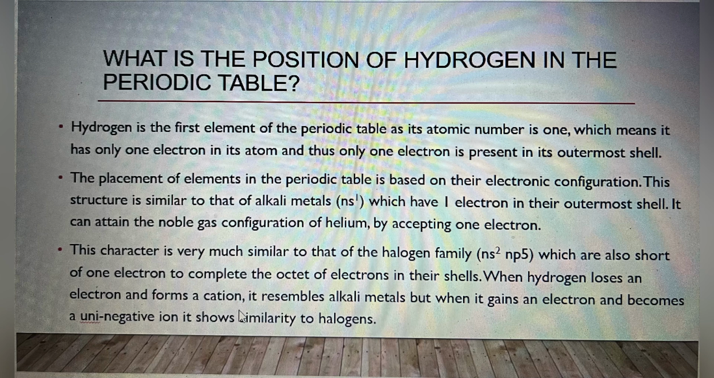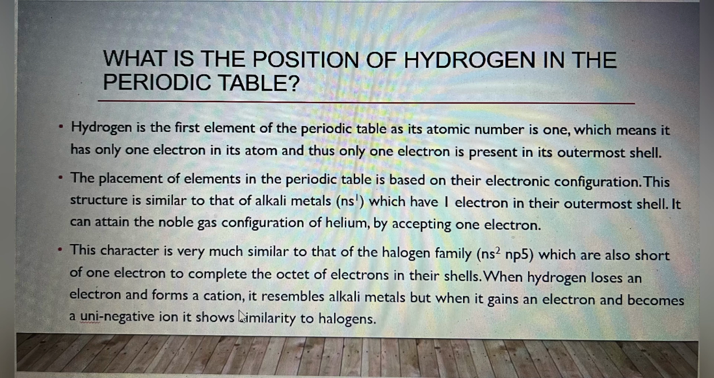It can attain the noble gas configuration of helium by accepting one electron. Now the character of hydrogen is also similar to the halogen family, having electronic configuration ns2 np5, which is only short of one electron. By gaining one electron, it can attain the octet. It can complete the octet of electrons in its shell, and can resemble the nearest noble gas configuration.